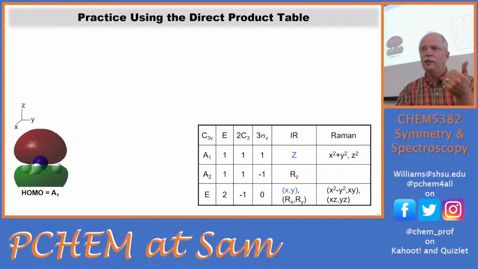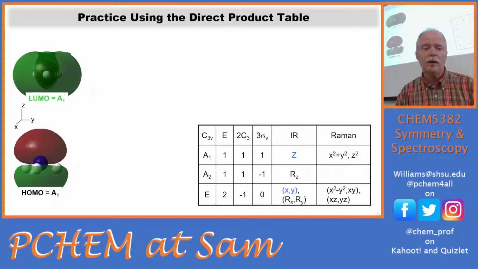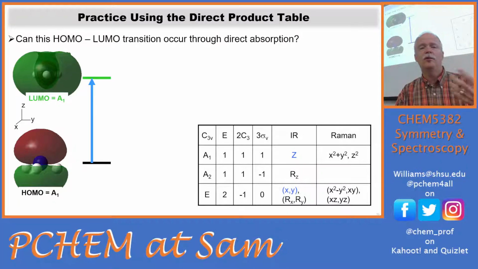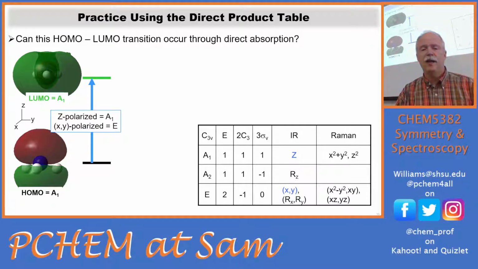So we've done rotational spectroscopy, we've done vibrational spectroscopy. Now let's do electronic spectroscopy, or UV-vis. Okay, light interacting with the molecular electron cloud. So in this case, we have the highest occupied molecular orbital on ammonia and the lowest unoccupied molecular orbital on ammonia. And so can the HOMO to LUMO transition occur through direct absorption of light in this situation? We have Z polarized light, which in this character table is A1, and XY polarized light is E.